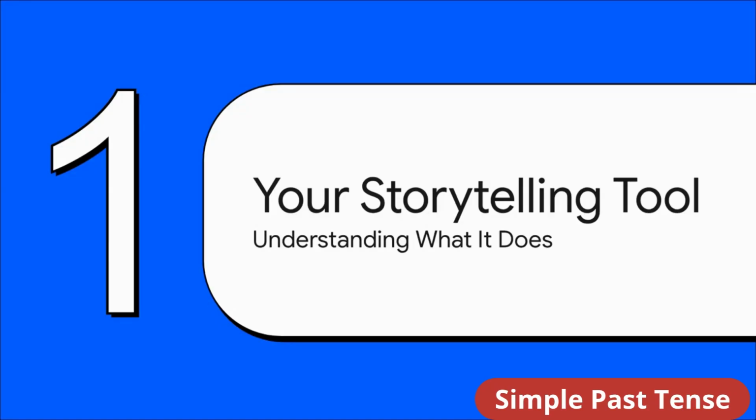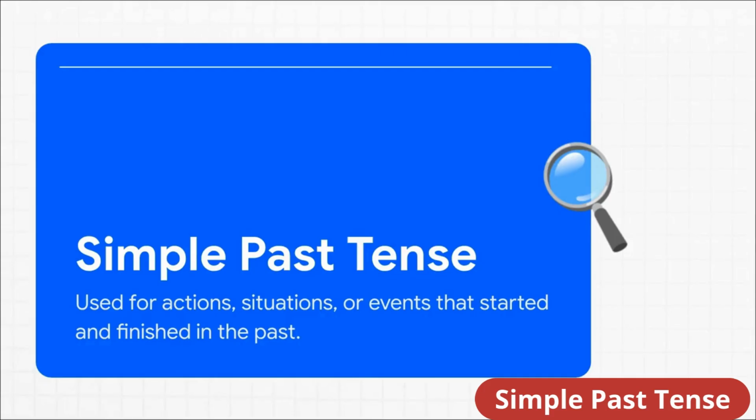Okay, so first things first. Before we can start building these amazing stories, we really need to understand our main tool. What is the simple past? And what does it actually do? Honestly, it's pretty simple. The simple past is for anything and everything that is completely over. It started in the past, and this is the key part, it ended in the past. It's done, it's finished. That is the one core idea you need to remember.